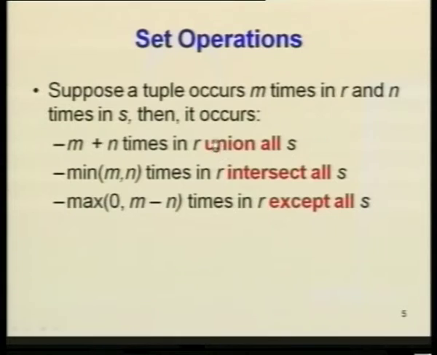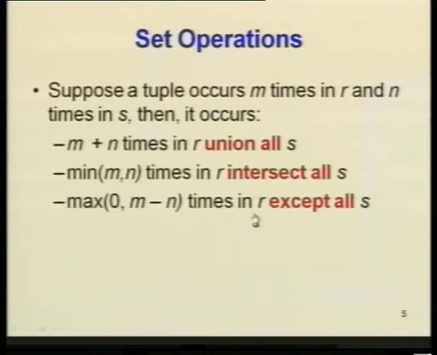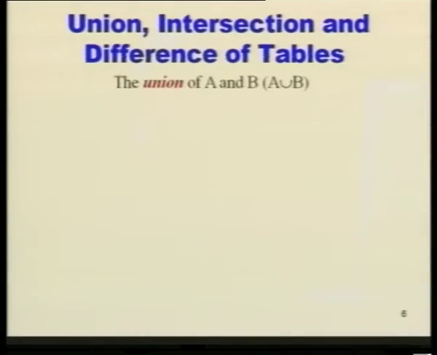This is to explain to you the meaning of union all. We are not trying to eliminate duplicates. It occurs maximum of 0 comma m minus n times in R except all S, when you are using the except all operation. Now, let us look at union, intersection and difference, or except, for the tables, or the relations as they are so called.